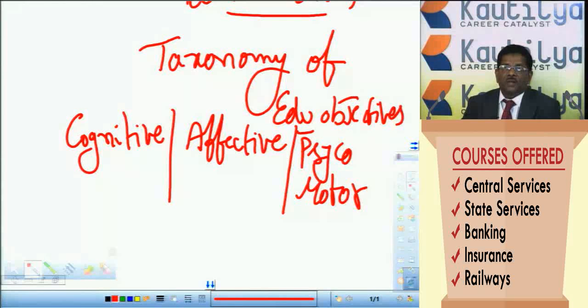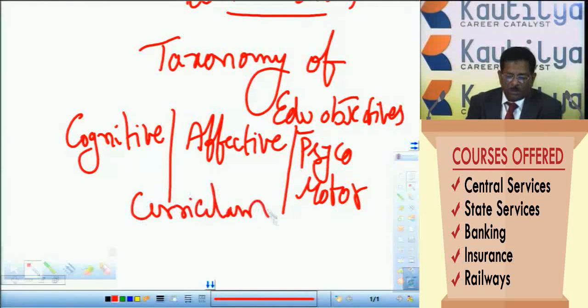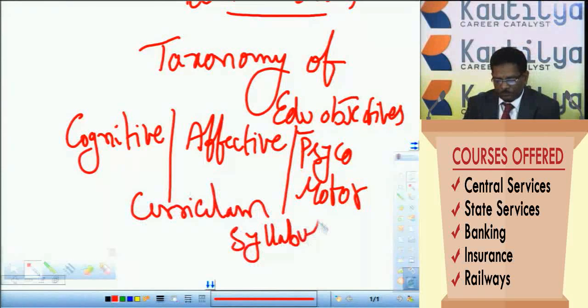Now, after I came to know why I am supposed to teach, the next step is what to teach. The answer for that question, what to teach, means being a teacher, we are supposed to teach what we call curriculum. We are not supposed to use the word syllabus. Why? Because syllabus is a part of curriculum, whereas curriculum is not a part of the syllabus.